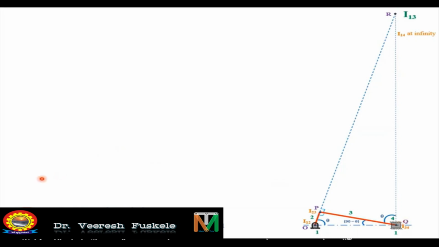For this, we have VQ as omega 3 into RQ and VP as omega 3 into RP. VQ is omega 3 into RQ, as the point Q is on link 3, so it will have the same angular velocity as that of link 3, and the distance of point Q from the center of rotation will be RQ. So V is equal to omega R, so VQ is equal to omega 3 into RQ.